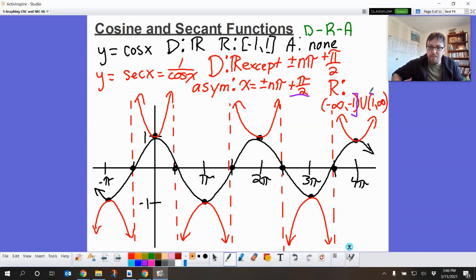Again, these should be brackets. And yeah, we're set. So let's do some examples of these.